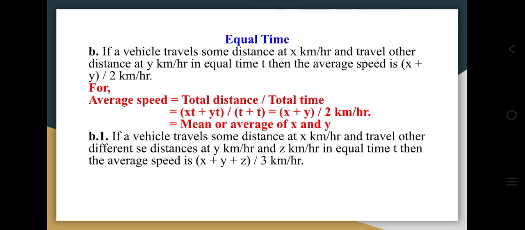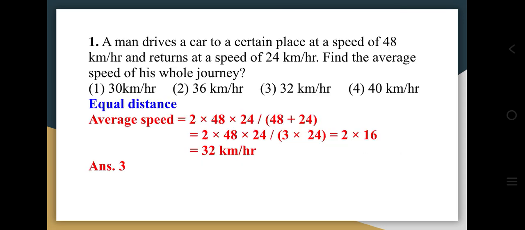This can also be extended. If a vehicle travels some distance at x kilometer per hour and other different distances at y kilometer per hour and z kilometer per hour in equal time t, then the average speed is the usual average of x, y, z, that is x plus y plus z by 3. So using this formula, we do some problems.